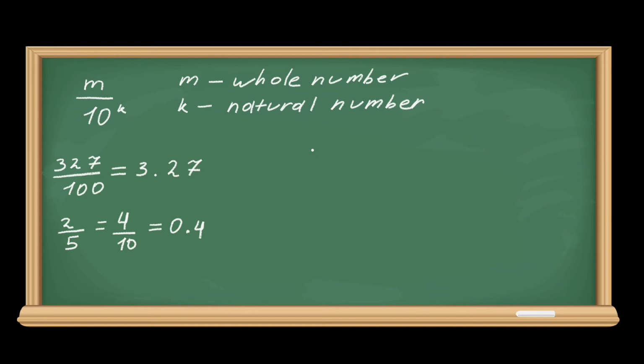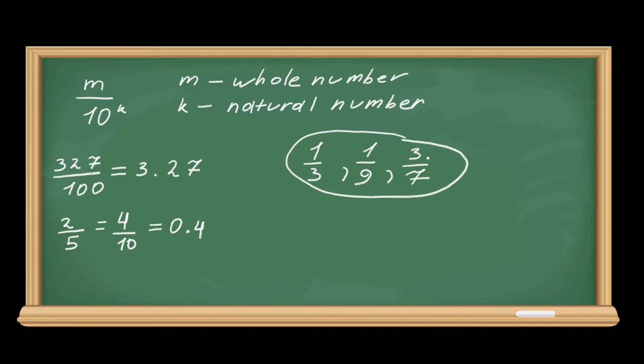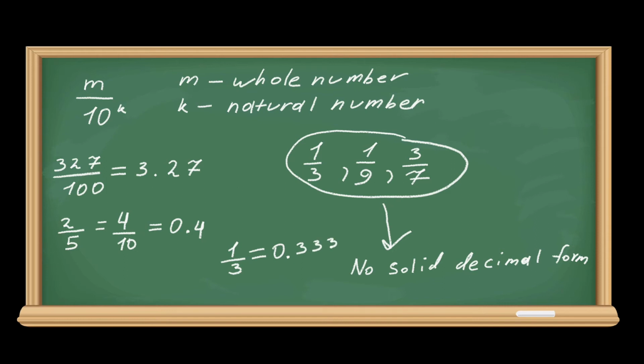However, there are rational numbers like 1 over 3, 1 over 9, or 3 over 7, which are really difficult to write in a decimal form. Let's look at the rational number 1 over 3. The problem we have with this number is that its decimal form is continuous, and it will be written as 0.333333 and so on.